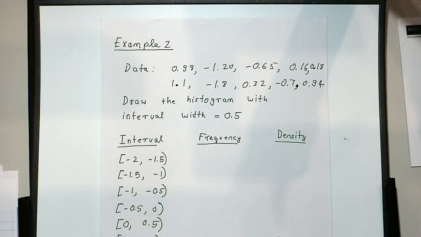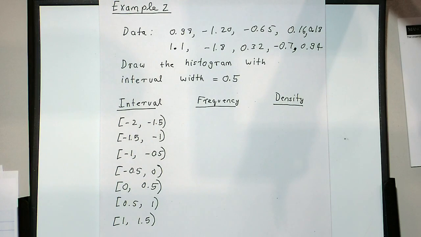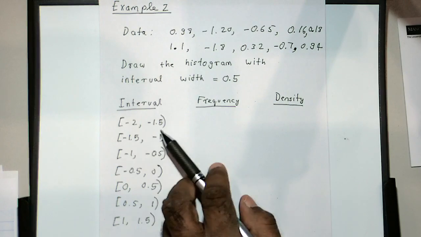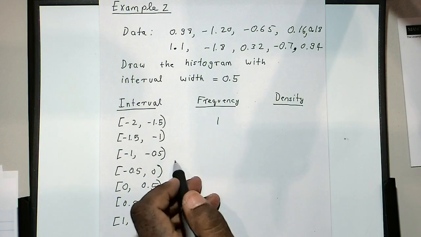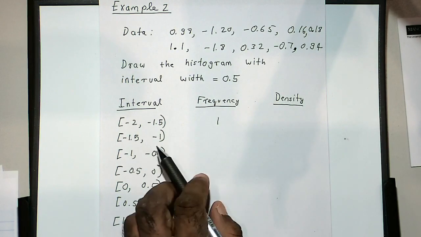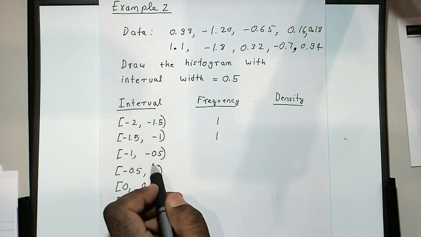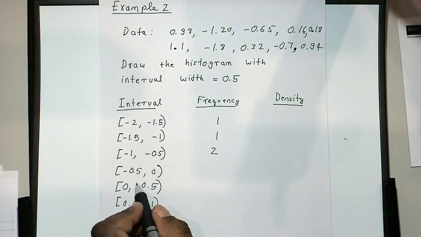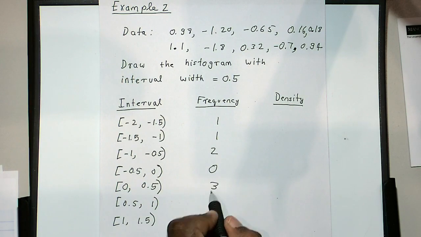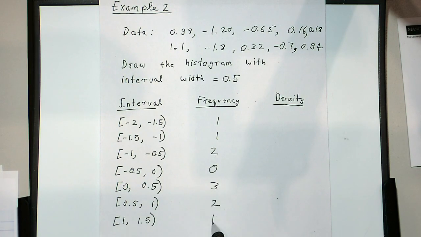Now what I'm going to do is look at each of these intervals and count how many of the data fall in each of these intervals. For this interval, there is one data point. I mean, you can count. I'm sure you know how to do it. And for this interval, you have one data point. For this interval, you have 2. For this interval, you have 0. For this interval, you have 3, 2, and 1. Right? So that's the frequency. It's the number of data points that fall within each interval.